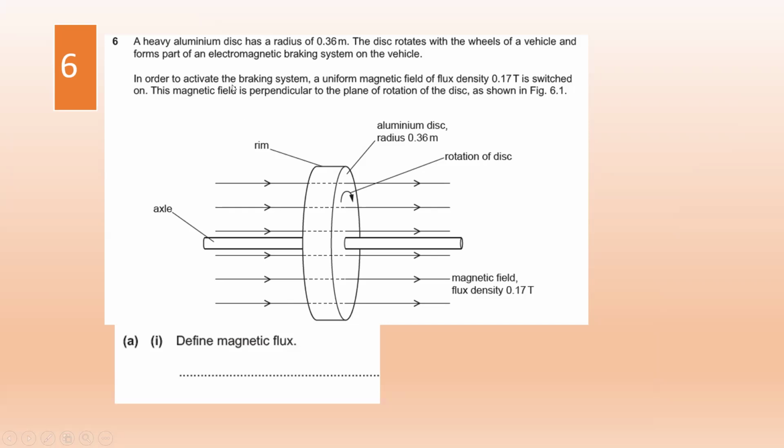In order to activate the braking system, a uniform magnetic field of flux density 0.17 Tesla is switched on. The field is perpendicular to the plane of the rotating disc as shown in the figure. Right, that figure. Define magnetic flux, okay? Without looking at your answer. Define magnetic flux.